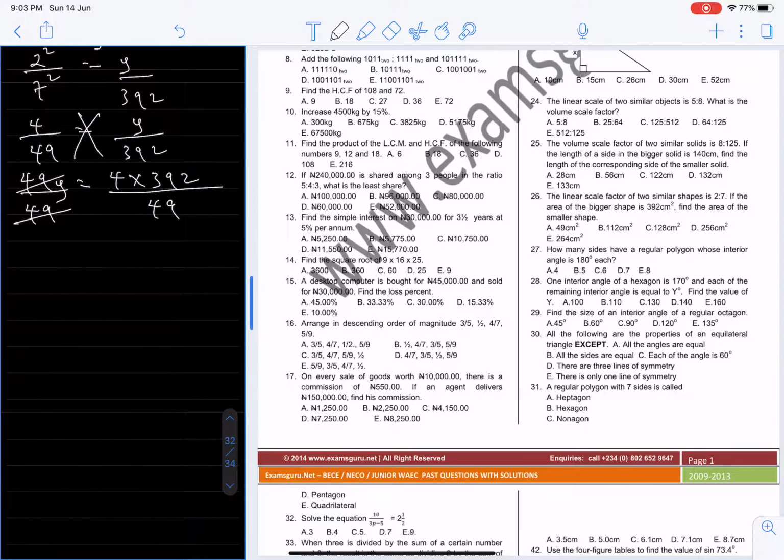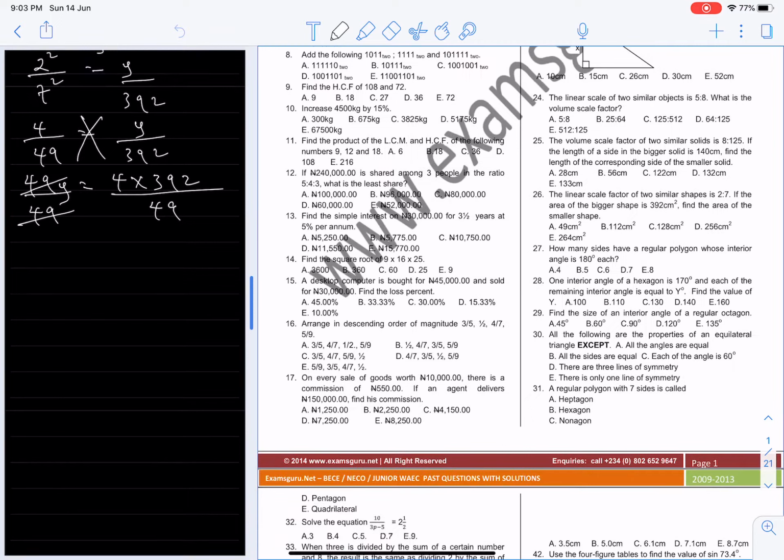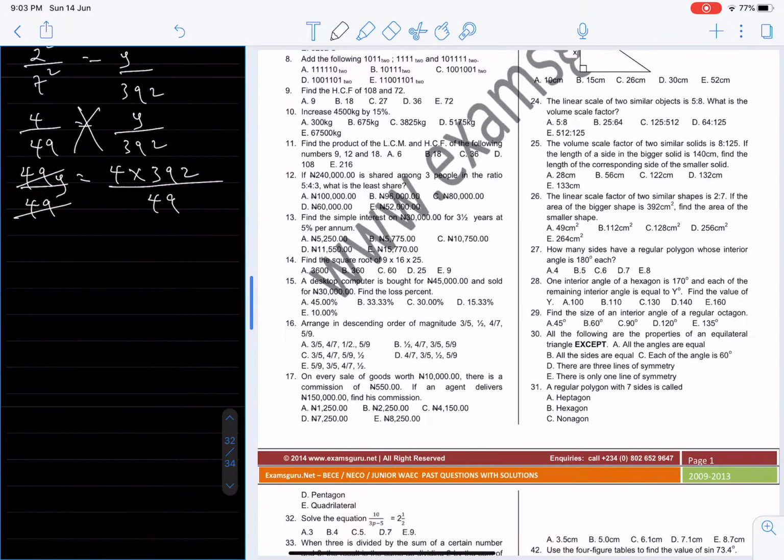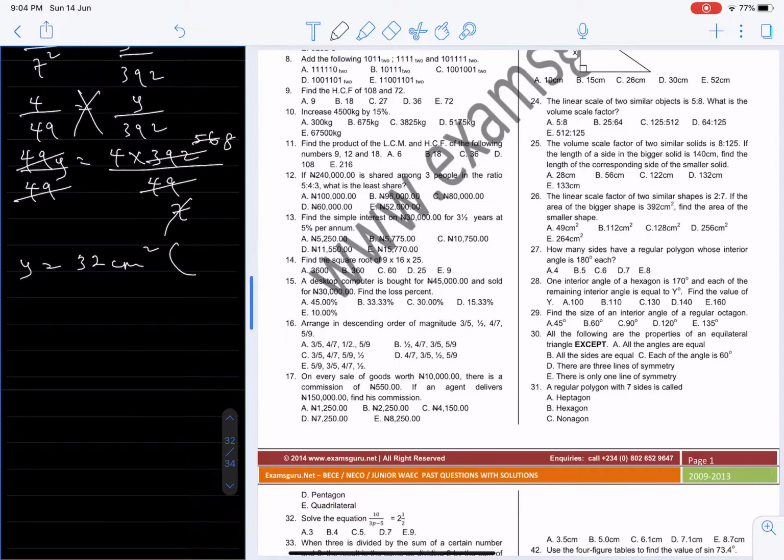So divide both sides by 49. 49 here 1, 49 here 1, and then we go 7 here, 7, 7 here, that's 56. 7 in 56 is 8, and that means y equals 4 times 8, 32 centimeters squared. So the area of the smaller shape is 32 centimeters squared.